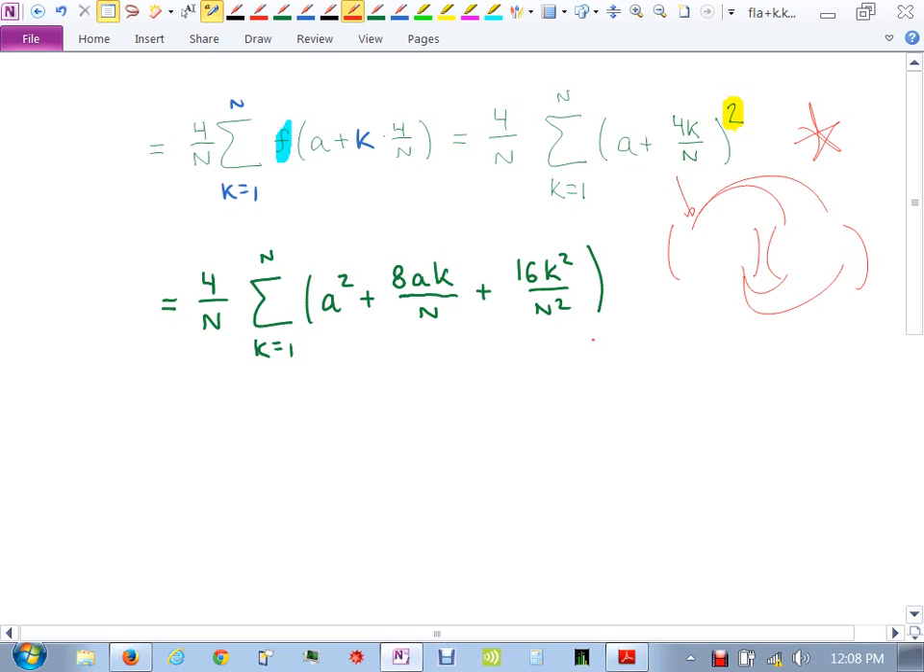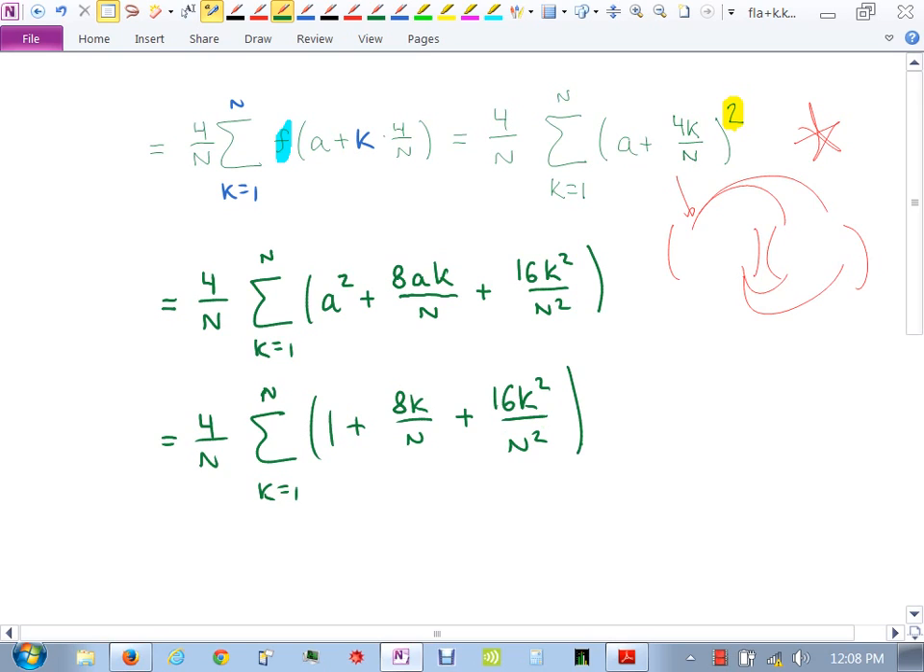Now at this point, I think I'm ready to get rid of my a's, because a in our problem was a constant. It was 1, wasn't it? So I'm now ready to eliminate my a's. I have 4 over n sum k equals 1 to n, 1 plus 8k over n plus 16k squared over n squared. Questions?